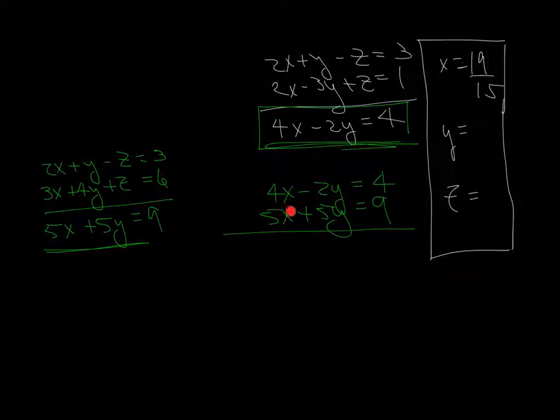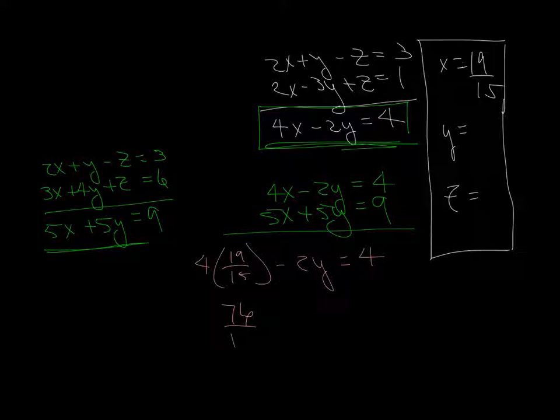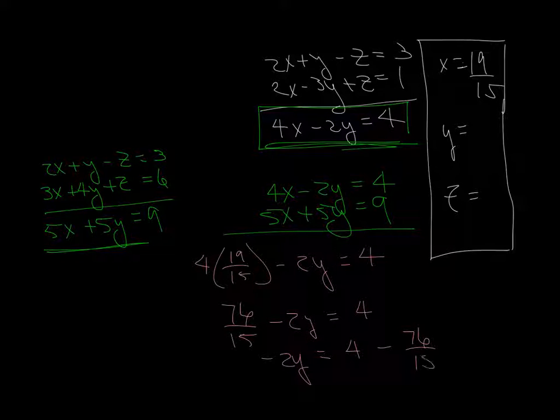So we're going to look at one of these two problems. Again, it doesn't matter which one we choose. So let's go ahead and just choose the top one. And we're going to put 4 times 19 over 15 there. Alright, so let's see. 4 times 19 is 76 over 15 minus 2y equals 4. And we're going to get negative 2y equals 4 minus 76 over 15.